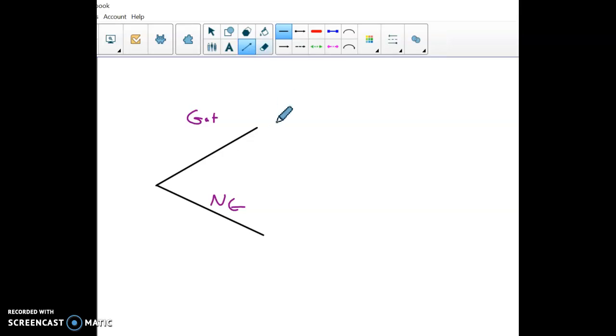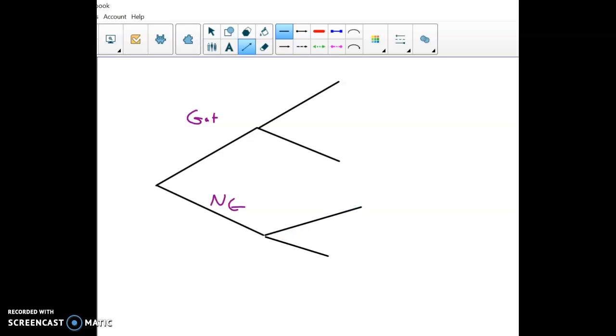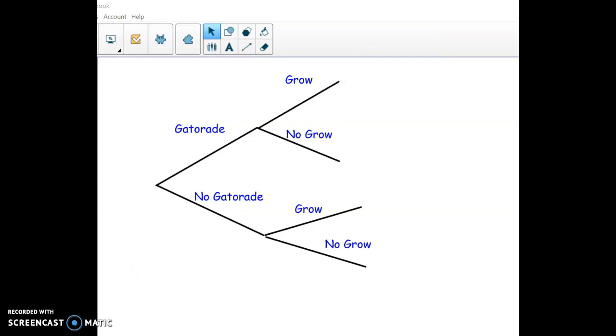And then after that, we're going to split them based on if they grew or did not grow. So out of the no Gatorade, did they grow or not grow? All right, so I'm going to label those. So we have Gatorade and non-Gatorade, and then grow, no grow, grow, no grow. All right, now let's just fill in the numbers.